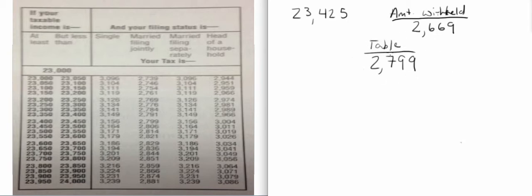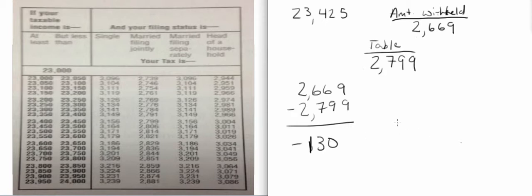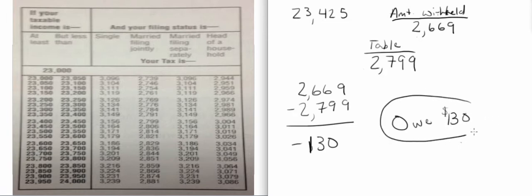So this is how much you actually owe. This is how much has been withheld already and kind of saved up. So we take the amount that's been saved up, and we subtract out how much we actually owe, and you can see this number is smaller than this number, so we're going to be in the hole 130 bucks. That means we owe the United States government $130. So that's what we're looking at. If this number was bigger than this number, they would owe us money.